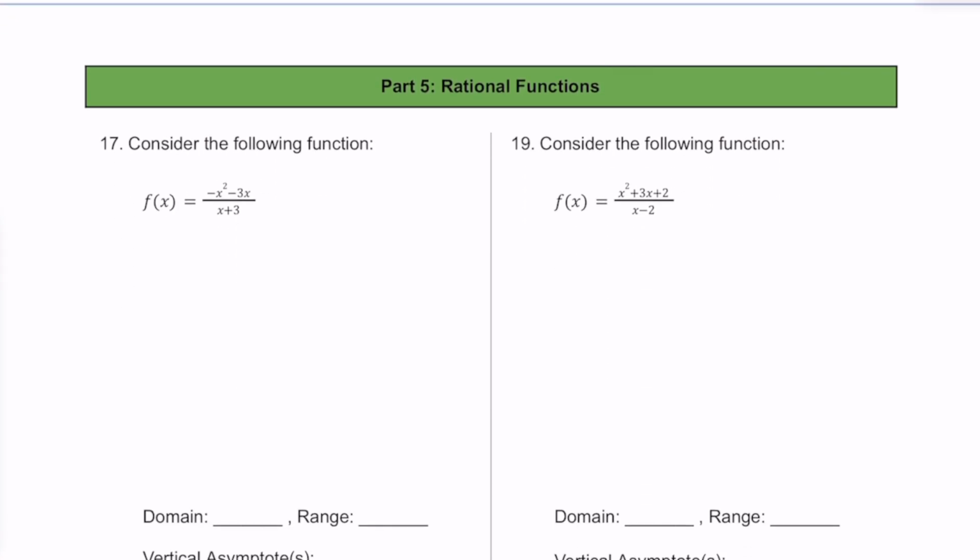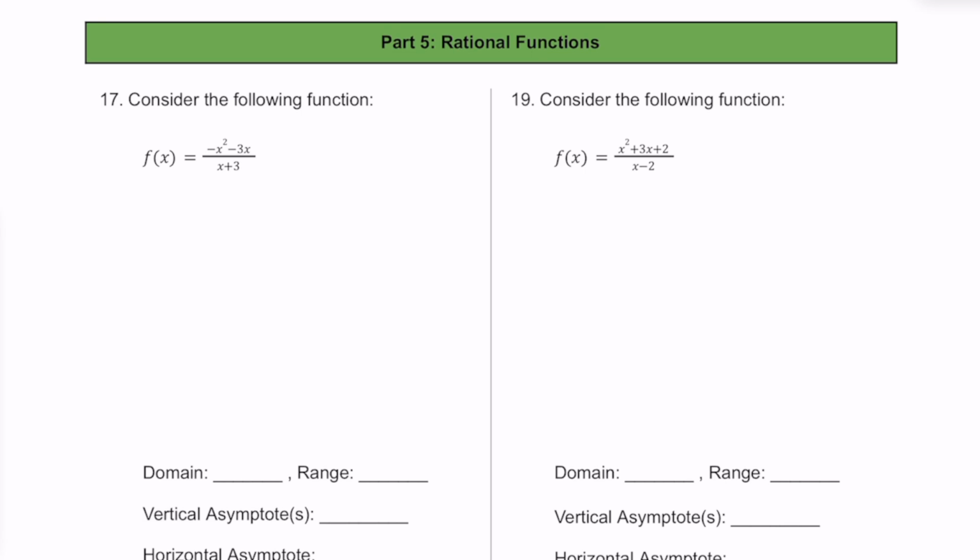Moving on to part 5, let's take a look at some rational functions together. So in 17, let's consider the following function: f of x is equal to negative x squared minus 3x on top over x plus 3 on bottom. All right, so first thing we're going to want to do is factor if we can. If we take a look at the numerator here, I think we can factor out a negative x. If we go ahead and do that, we're going to be left with a quantity of x plus 3. And we can see on the bottom here, we also have this x plus 3.